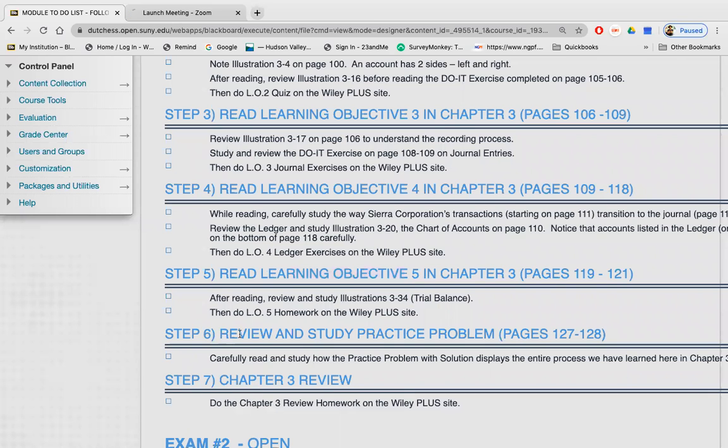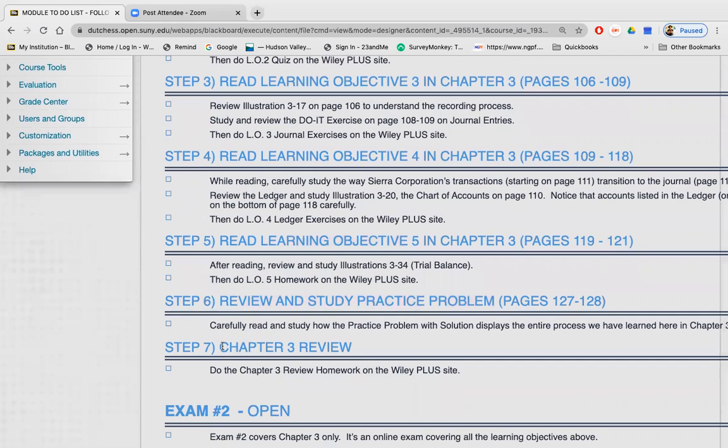Again, it's very important that you review and study the practice problems so you can understand that the entire beginning of the bookkeeping process is shown to you. Analyzing transactions, putting them in the journal, moving them or posting them to the ledger, and then making sure the ledger is balanced with something called a trial balance. That entire review needs to be done because that's basically what your test is going to be about for this module.